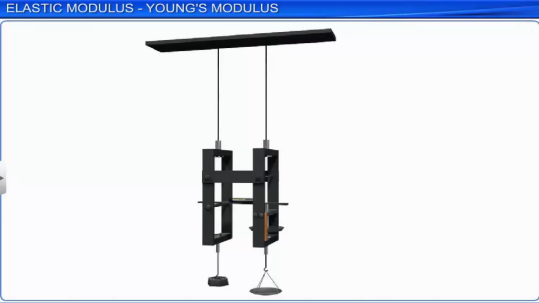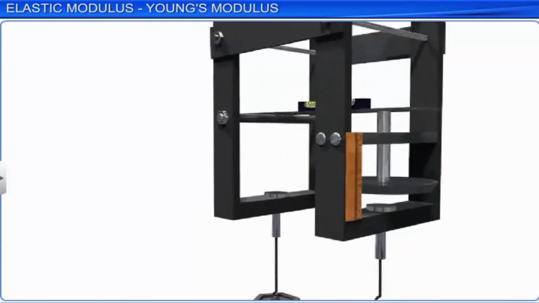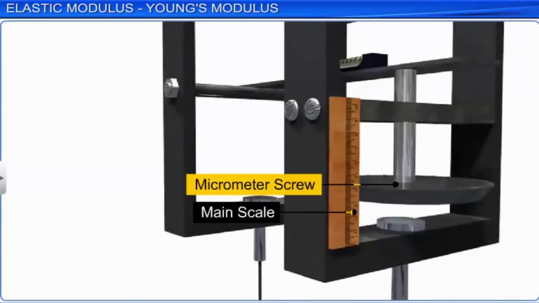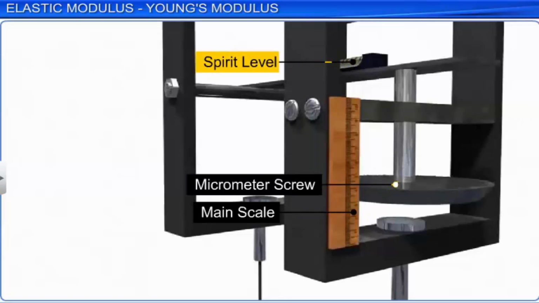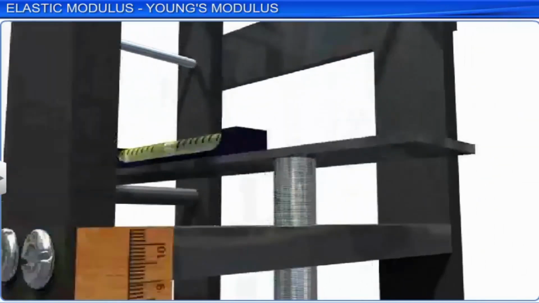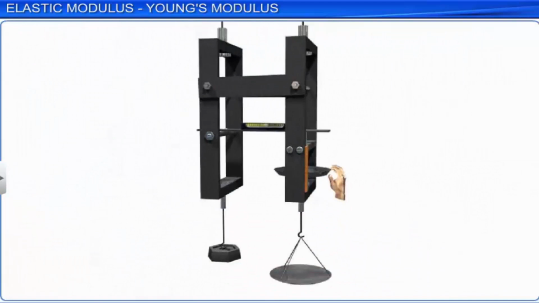As a load is added to the pan on the experimental wire, the wire gets extended and the spirit level no longer remains horizontal. The micrometer screw is moved up to make the spirit level horizontal again, and the new reading is noted. The extension of the experimental wire is equal to the distance covered by the micrometer as it moves up. The load is increased by an equal amount, and each time the micrometer is moved up to return to a horizontal position and the reading noted. The difference between the reading with the load and without the load is used to calculate the extension caused by that load.